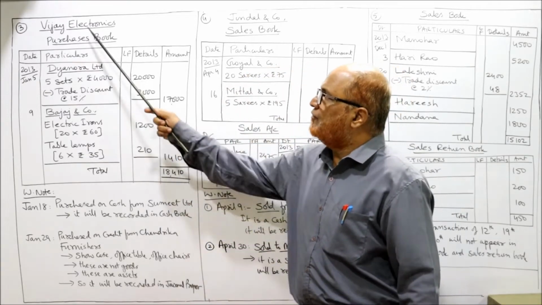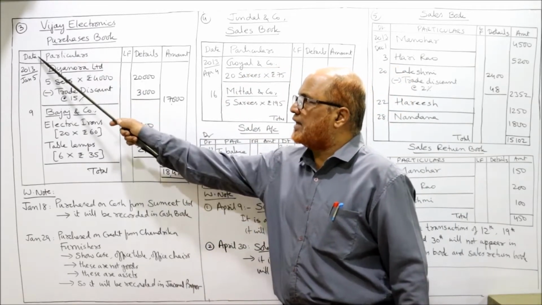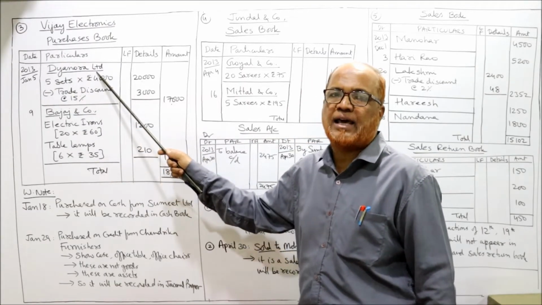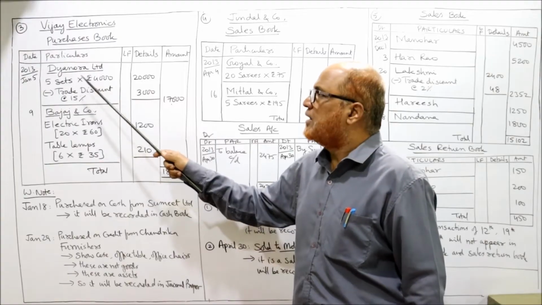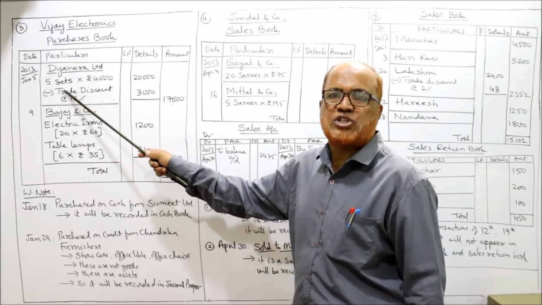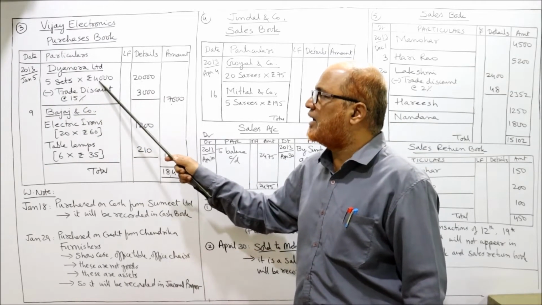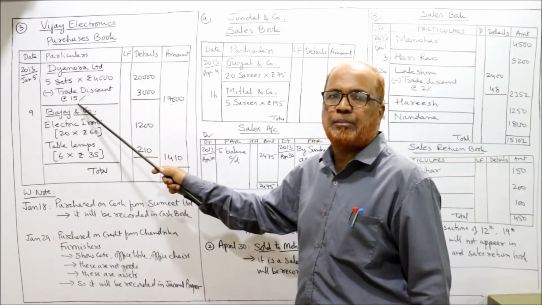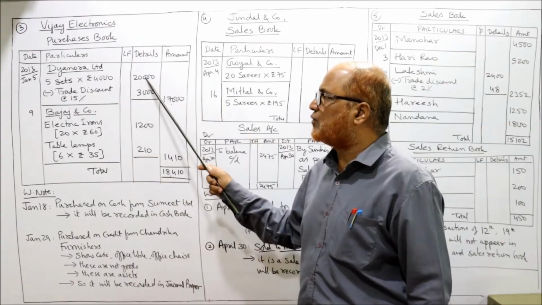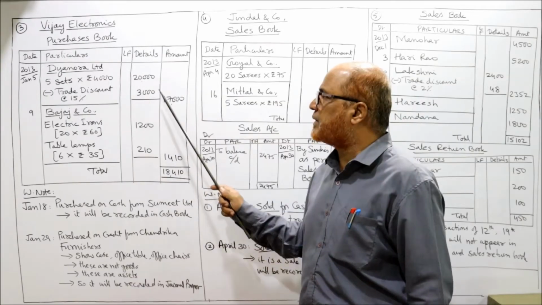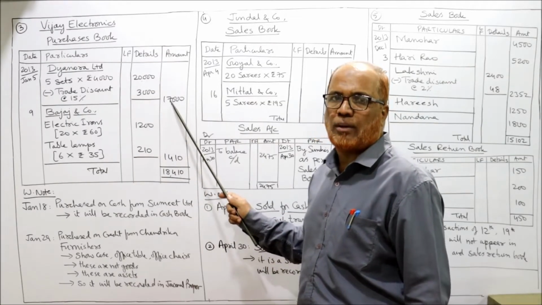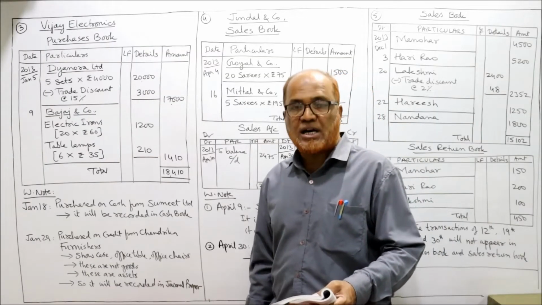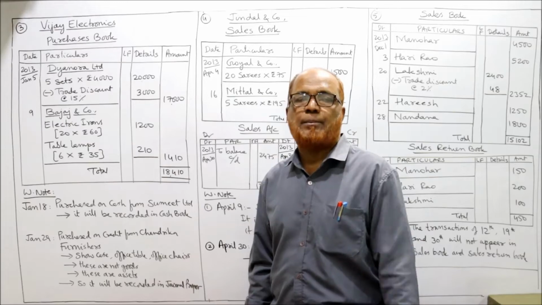See here. Vijay Electronics purchases book, date 2013 January 5th. Supplier name is Danora Limited. 5 TV sets are purchased at 4,000, so 20,000, less trade discount 15%. 15% of 20,000 is 3,000. Subtract, 17,000 net. Next, 9th, purchased on credit from Bajaj and Company.